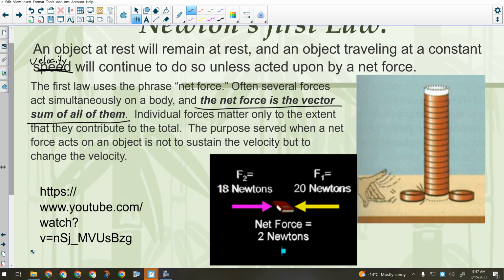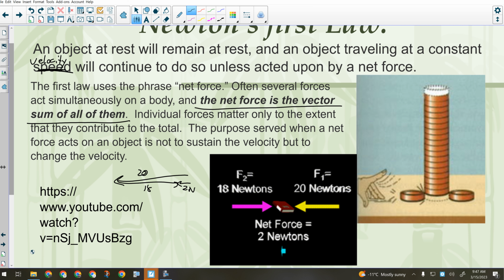Okay, so in this diagram right here, I've got a book, and there's a person pushing on the book with 20 newtons worth of force to the left. Friction is resisting with 18 newtons of force to the right. The vector sum of those two collinear vectors, 20 and 18, is 2 newtons to the left. That's my net force, the vector sum of all the forces that are acting on the book.